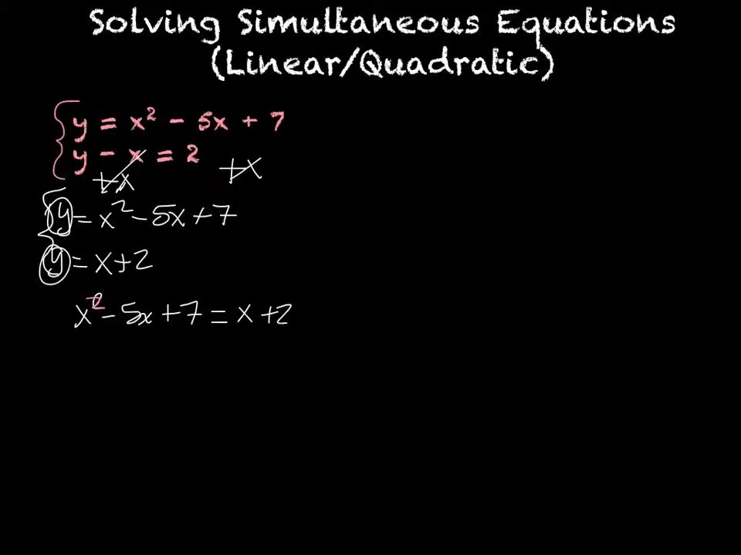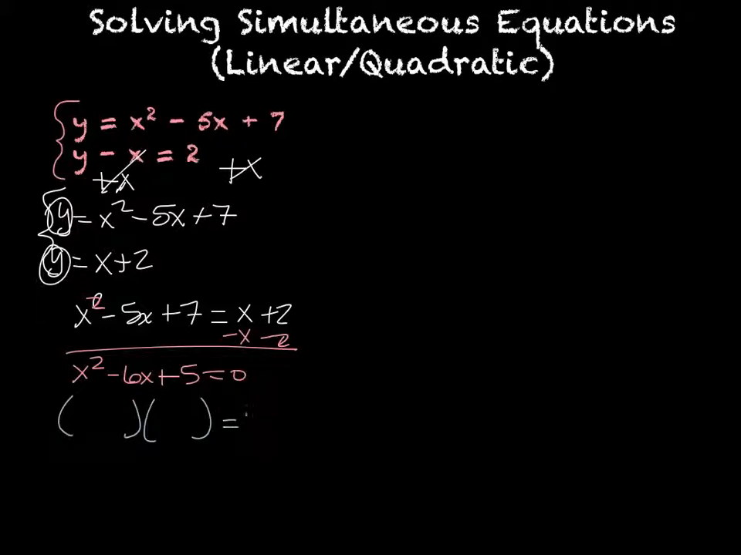We will talk more about solving quadratic equations later, but right now we're going to be able to just factor. Okay, so I'm going to start by subtracting x and subtracting 2, and that's going to give me x squared minus 6x plus 5 equals 0. And then I factor right here. And when I factor, this should go back to what you did last year a little bit.